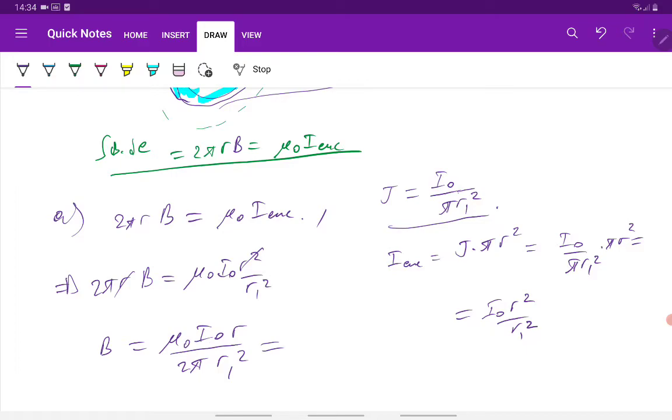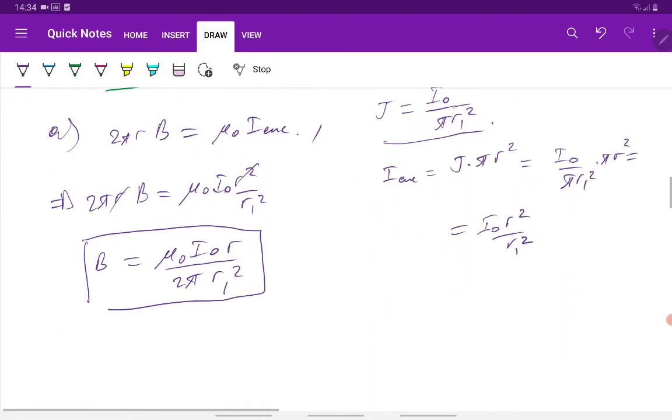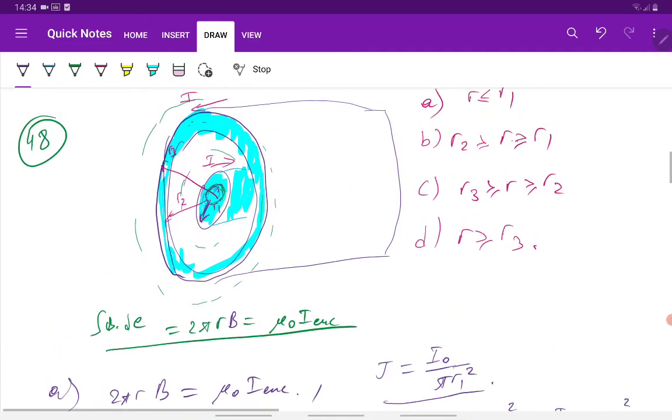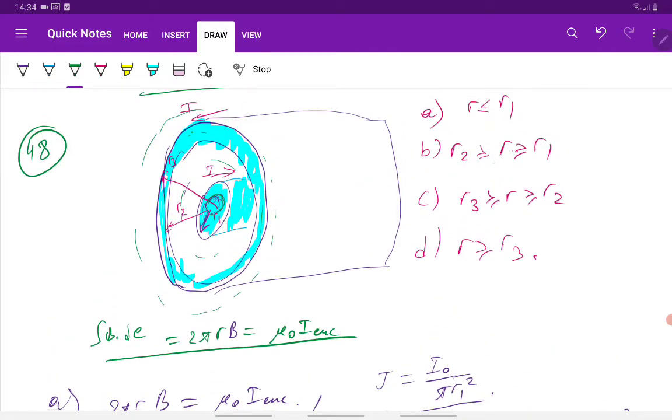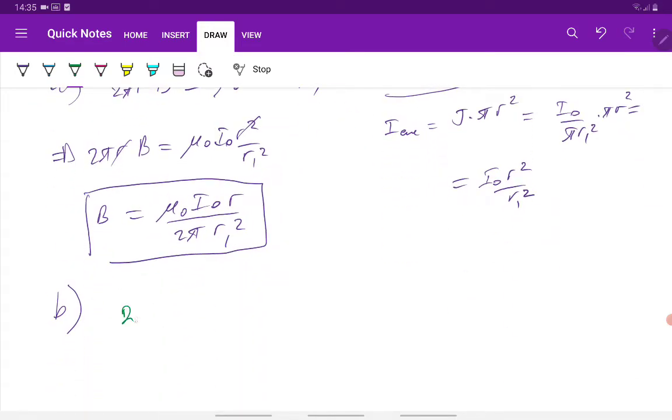Actually we are not given quantities, so we just have to find formulas. In part B we have R in this space, right? So here the total current is enclosed. So it's just B·2πR equals μ0 I. That's all. B equals μ0 I over 2πr.